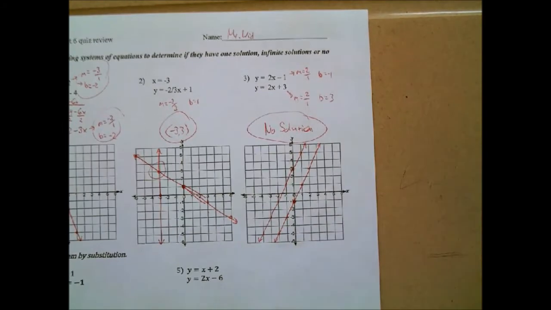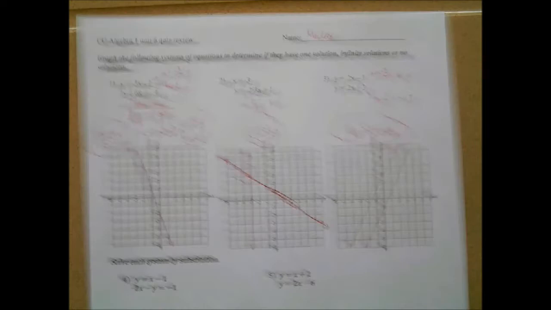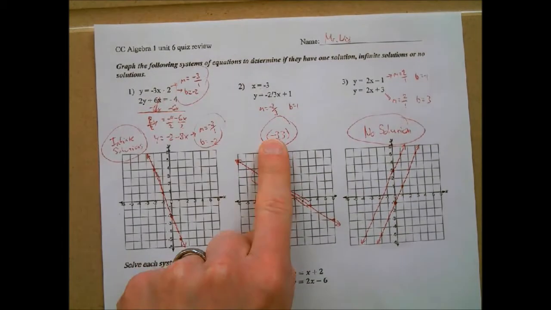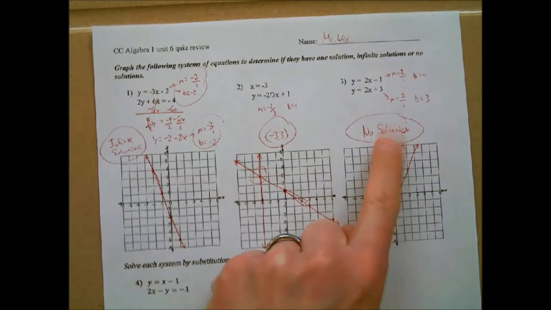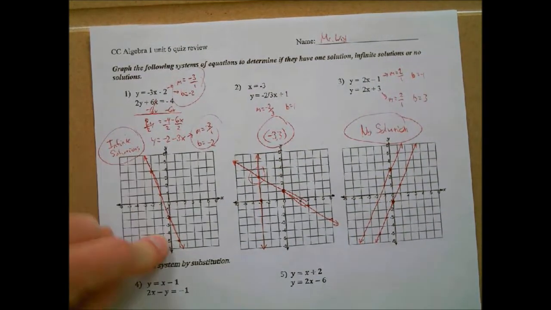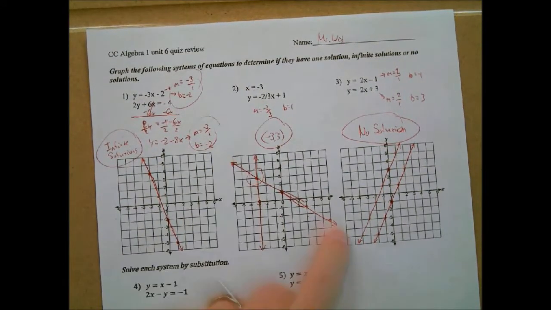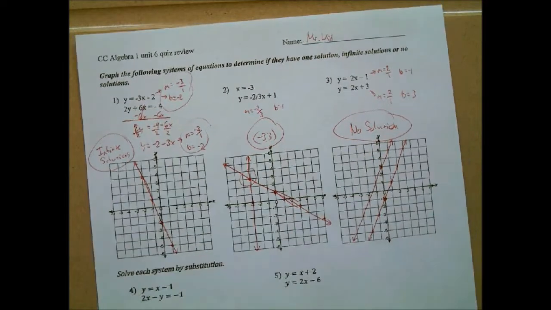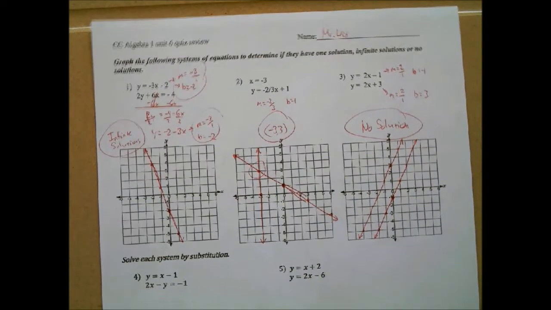Okay? So, 1, 2, 3 questions there, and each of them has a different kind of solution we can have here. First one had infinite, next one had one solution, and the next one had no solution. Infinite when you have the exact same line being graphed twice. One solution where you have two lines, and that's where they intersect. And then no solution when you have no intersection at all. Okay? All right, that's graphing.